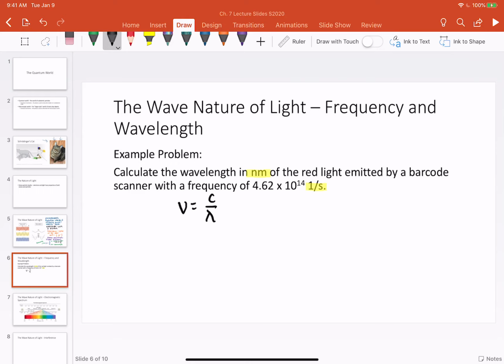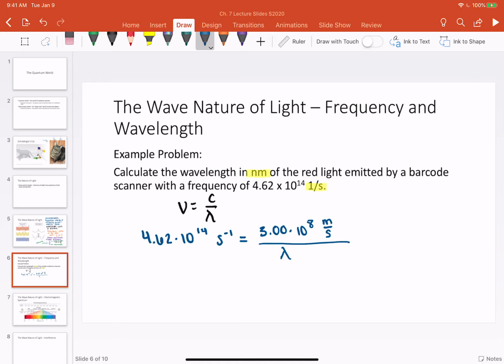And so we can use what we already know to substitute into those values. So we know that the frequency is 4.62 times 10 to the 14th. And I'm going to switch up the format of these units a little bit so you get used to seeing it both ways. So I'm going to write it this time as seconds to the -1. Remember that that is the same thing as 1 over seconds. And that is going to be equal to 3.00 times 10 to the 8th meters over seconds over lambda.